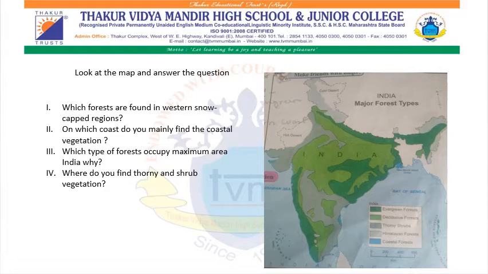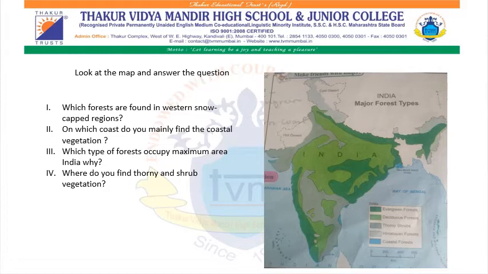The second question, on which coast do you mainly find the coastal vegetation? Now the coastal vegetation we find on the western coast of our country. The next question is, which type of forest occupies the maximum area in our country and why? We can see that the deciduous forest occupies the maximum area in our country.